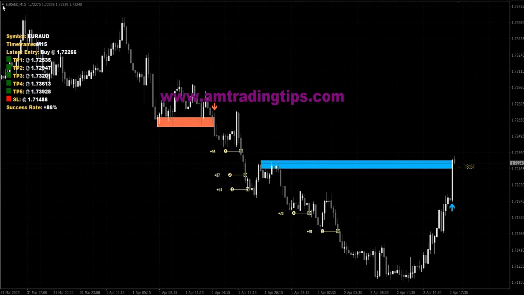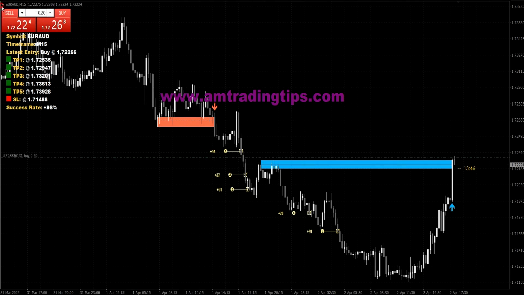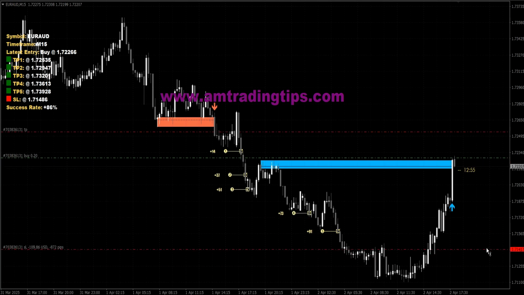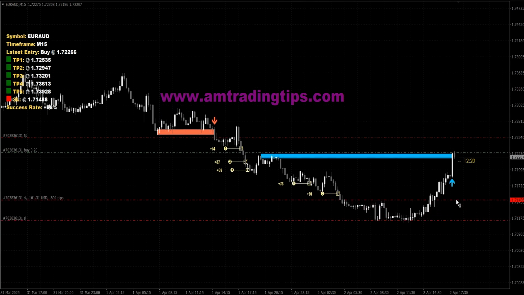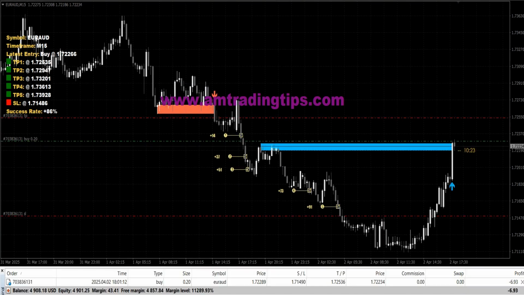Second setup, and this one's a different picture from the first. So watch closely. Price had been falling for hours. Lower highs, lower lows, no reason to be a buyer. Then it started grinding back up, and it ran straight into this blue level. And here's the candle we were waiting for, a clean close above it. Blue arrow confirms the signal.